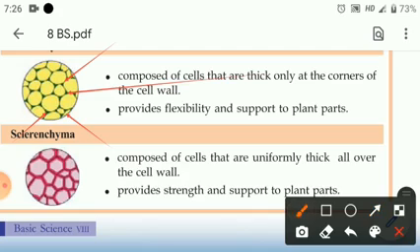Then what are the other functions? Provide flexibility and support to the plants. So once again, about collenchyma, it is composed of cells that are thick only at the corners of the cell wall, but provide flexibility.